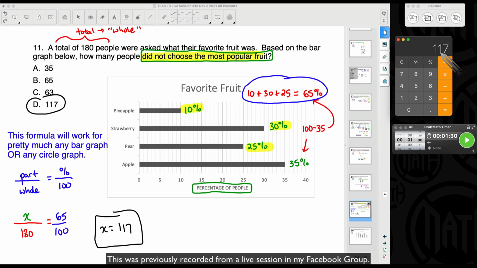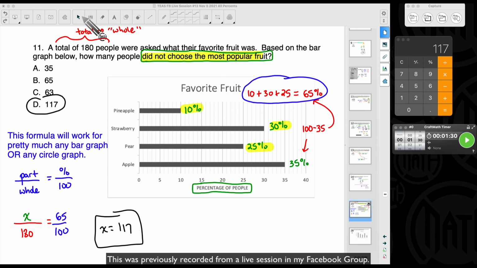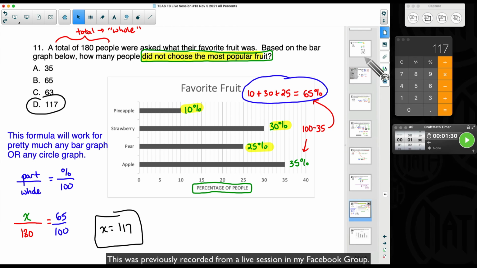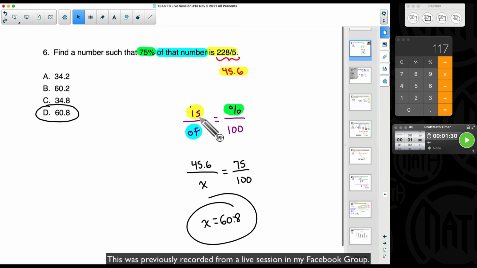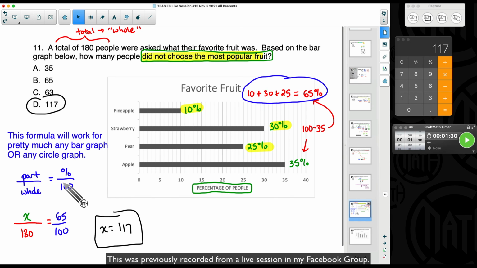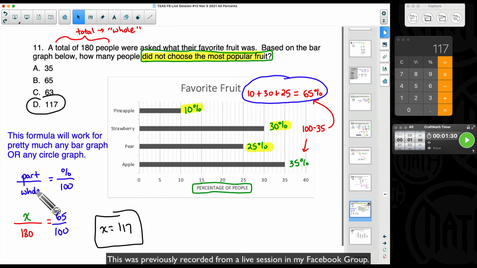So many ways to do it. Find what works best for you. And what I want y'all to realize here too, this part over whole equals percent over 100. This is a very, very versatile formula. Just like earlier, all of those examples we did with the is over of equals percent over 100. This formula here is very versatile. You can find the part, you can find the whole, you can find the percent.